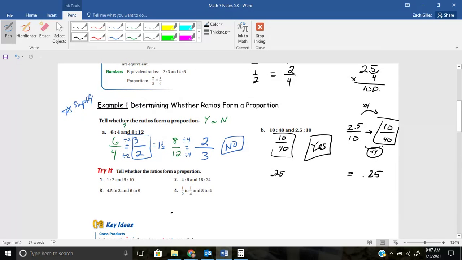Okay, so go ahead and pause the video now to try 1, 2, 3, and 4 on your own and see if you can determine if those ratios form a proportion.